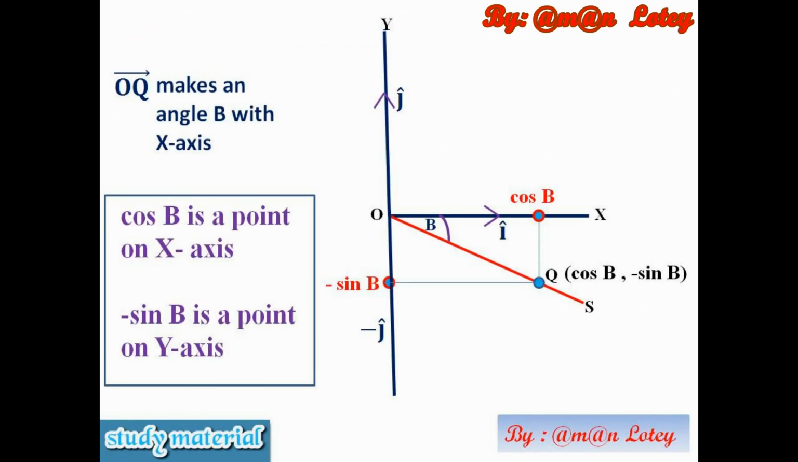Now let's discuss the unit vector OQ, which makes an angle B with the x-axis. You can see in the figure the coordinates of the point Q are cos B and minus sin B. If we resolve it into two components, cos B acts along the x-axis and sin B acts along the y-axis. The value of sin B is negative because it lies below the origin, as shown in the figure.